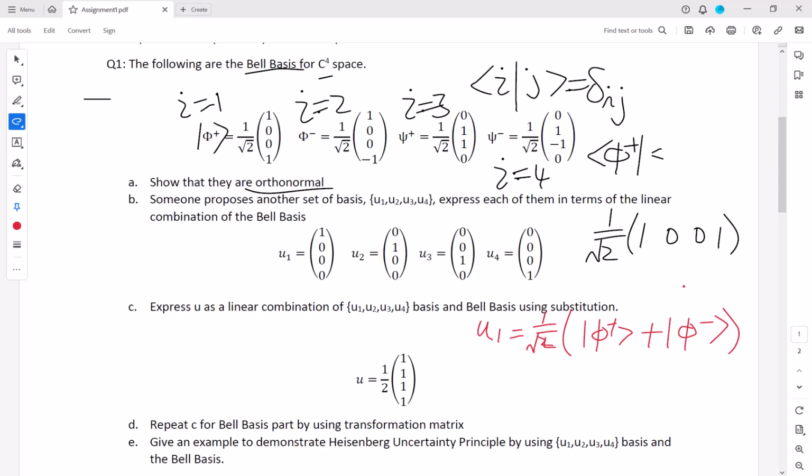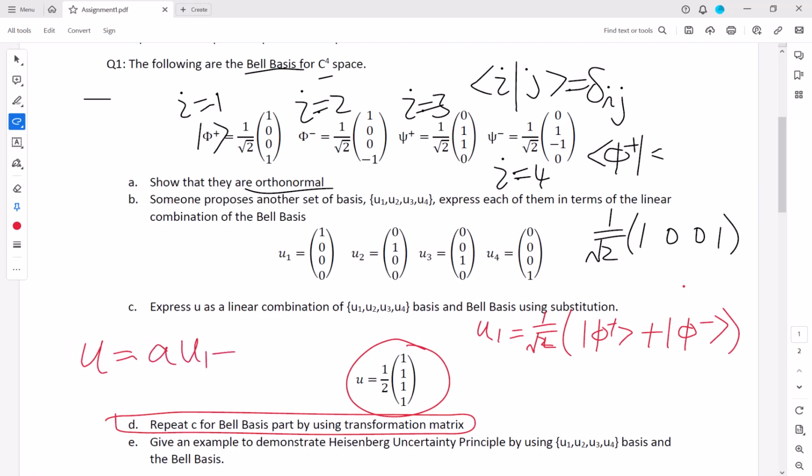oh, I forgot part C, I'm sorry. I'm talking about part D already, right? Sorry, I need to finish part C first. So first for U, right? This is U, this is given. I want you to just use observation. U equals A times U1 plus B times U2 plus C times U3 plus D times U4. Can you do that? Should not be difficult, right? This one.